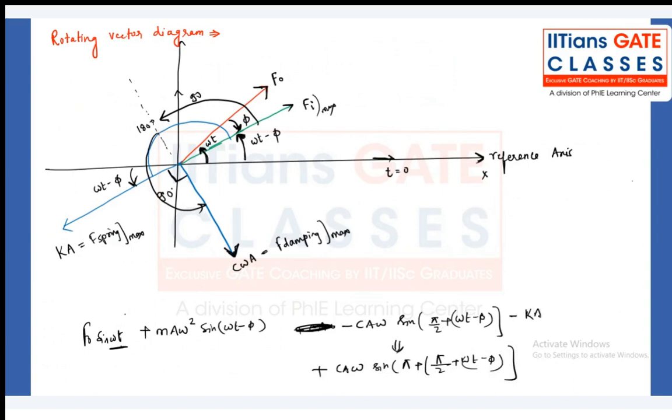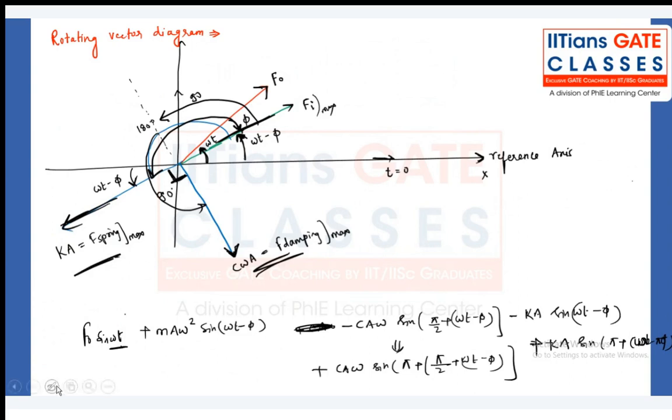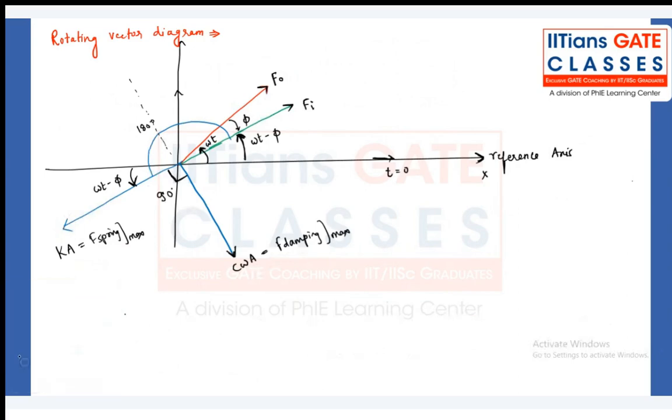And if you see this K a sine omega t minus phi, we can also write plus K a sine of 180 minus phi plus omega t. That means whatever omega t minus phi is there, I need to rotate 180 degrees, and I will be getting the spring force. So at all times you will be getting the spring force and the damping force. They are having the angle of 90 degrees. That's why in the resultant force we have found F1 square plus F2 square, under root of that. Please make a note of it. This is called a rotating vector diagram.